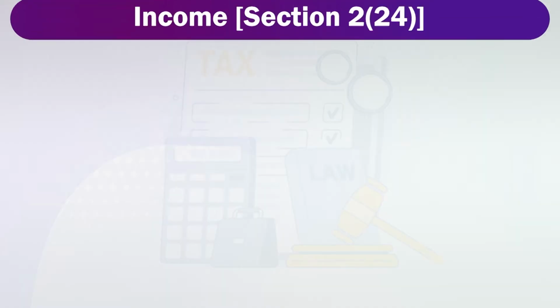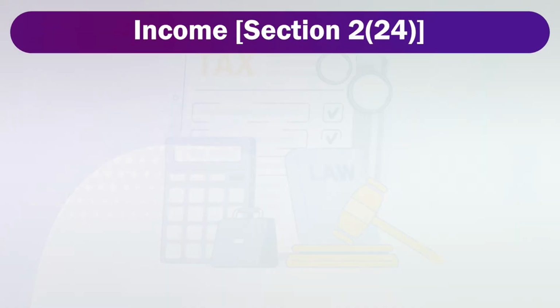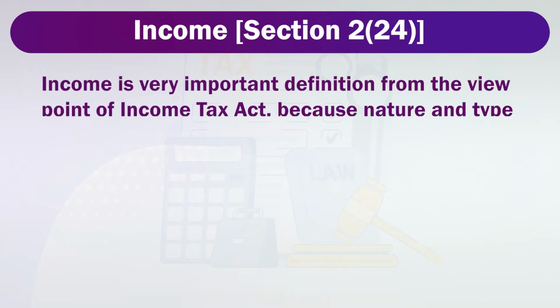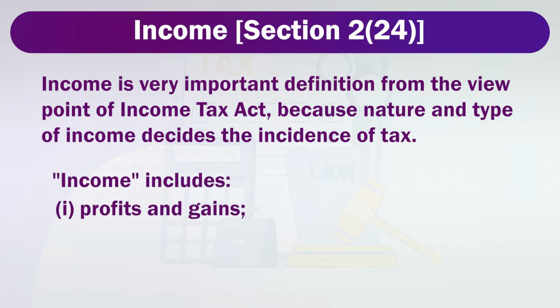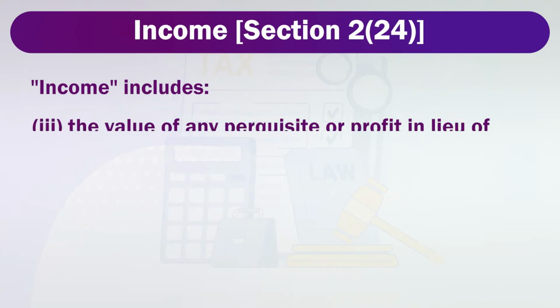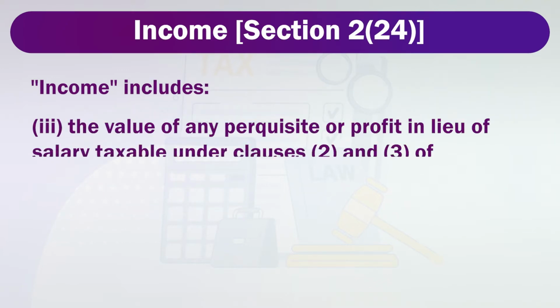First concept is income. It is given under section 2 subsection 24. Income is very important definition from the viewpoint of Income Tax Act because nature and type of income decides the incidence of tax. Income includes number 1, profits and gains, number 2, dividend, number 3, value of any perquisites or profit in lieu of salary taxable under clause 2 and 3 of section 17.